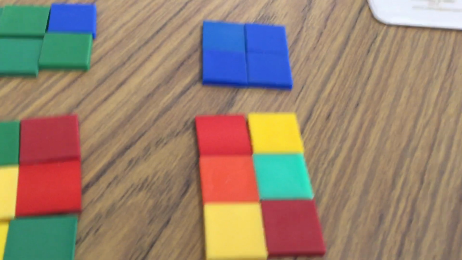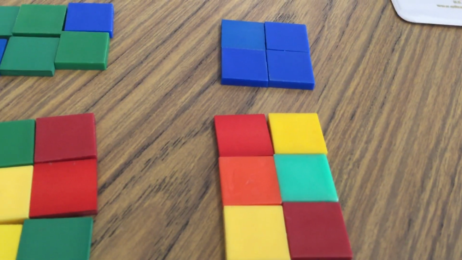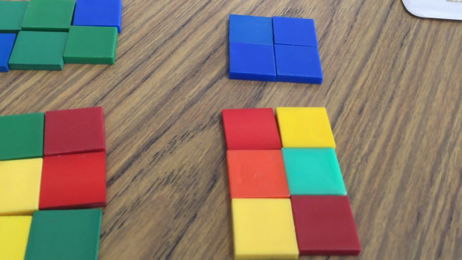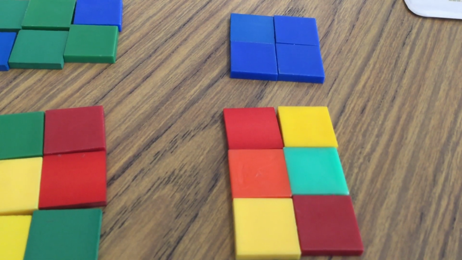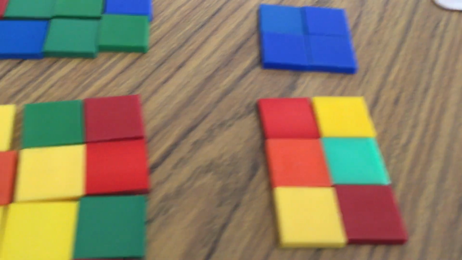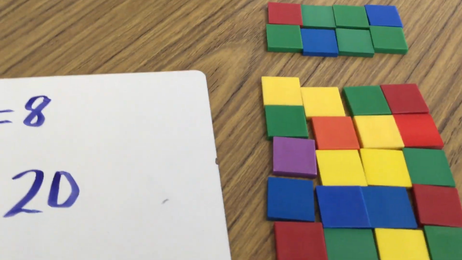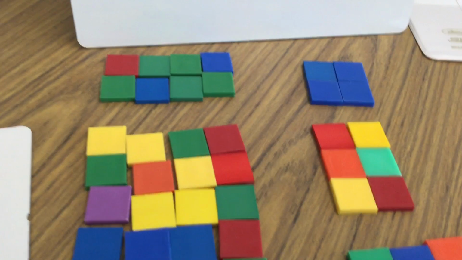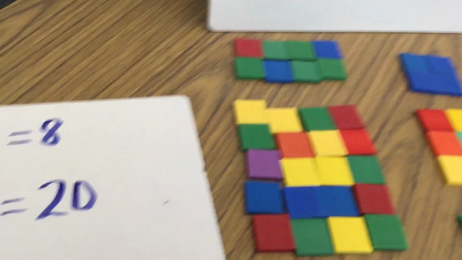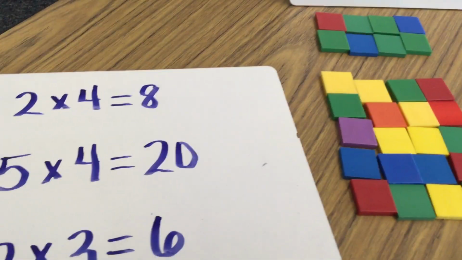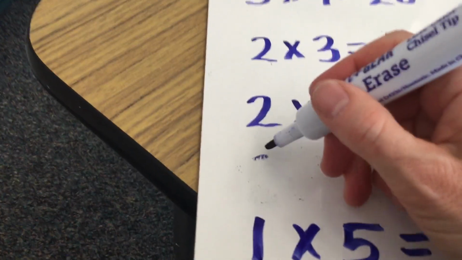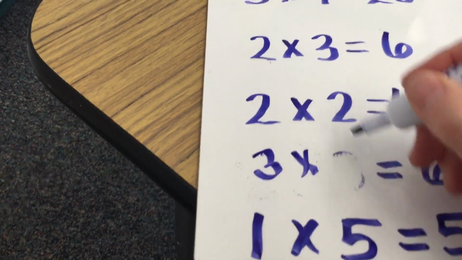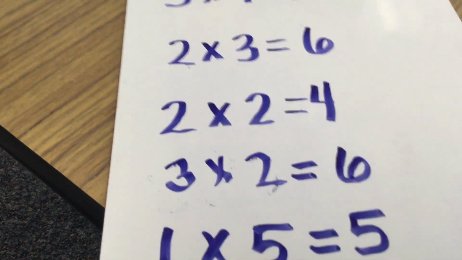Let's do this one. How many rows are there? 3 rows and 2 columns. It's a 3 by 2 array. To count the tiles, we would say 3 times 2 equals 6. Right here. Oops, I gotta write it. 3 times 2 equals 6.